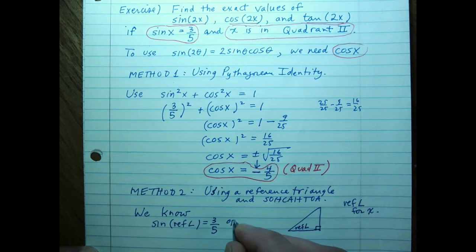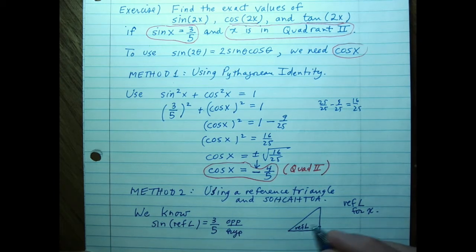I'm going to think of opposite over the hypotenuse when I use that 3/5. Now I'm making up the triangle, so I get to choose the lengths of these sides. And I'm starting from scratch. So opposite the reference angle is 3. The hypotenuse is 5.